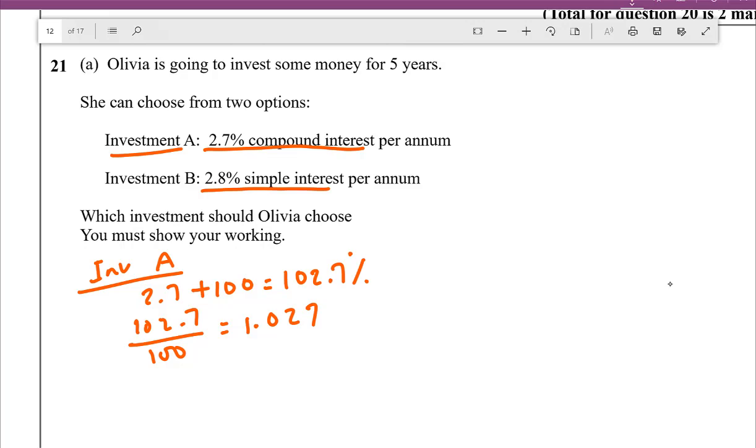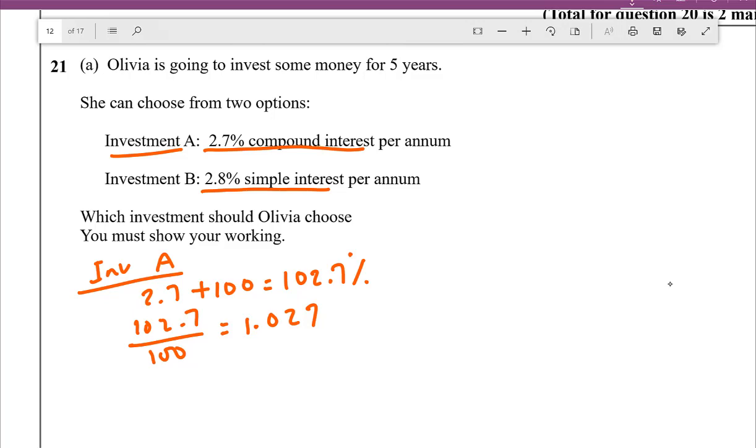Now, we invest the money for 5 years. Which investment should Olivia choose? Because the question does not give us an original amount, what could we possibly do? Look at the question. It doesn't say what she invests. So where do we start? I would say pick any amount. Choose £100, £200, £10, £5, and use the same amount for both investment A and investment B, and then you can compare it.